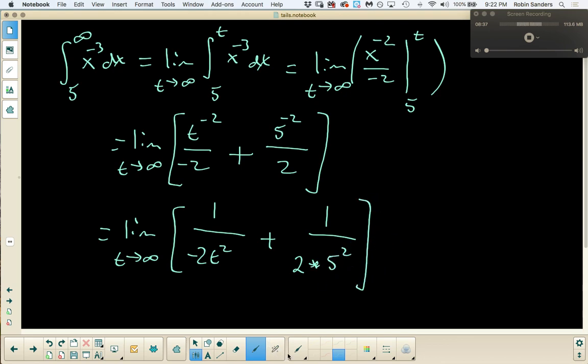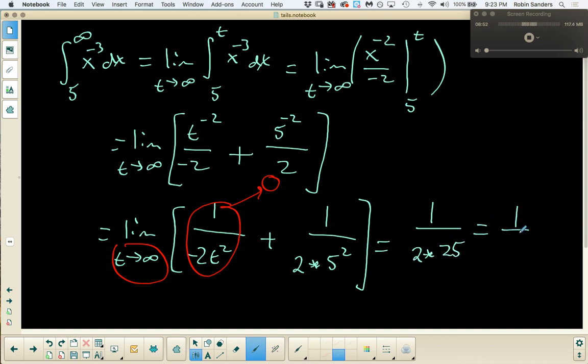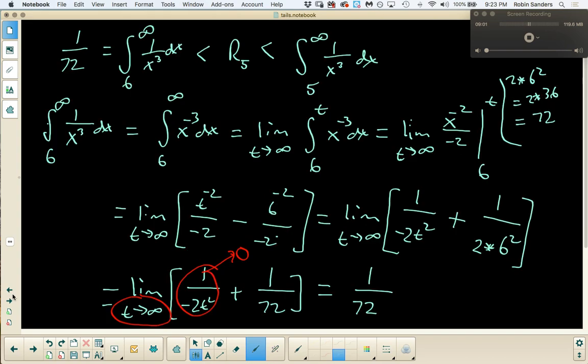And again, as t gets big, this fraction is going to go to 0. And so when we pass to the limit, we wind up getting 1 over 2 times 25, or 1 over 50. Now, what that means is, in going back, this side is 1 over 50.